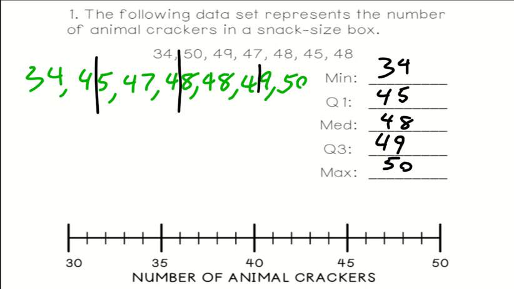So when I go to graph this one, we have a number line where it's numbered. My minimum, you don't always see a dot. I like putting a dot. So the minimum would be at 34. My maximum would be over here at 50. My median is at 48.